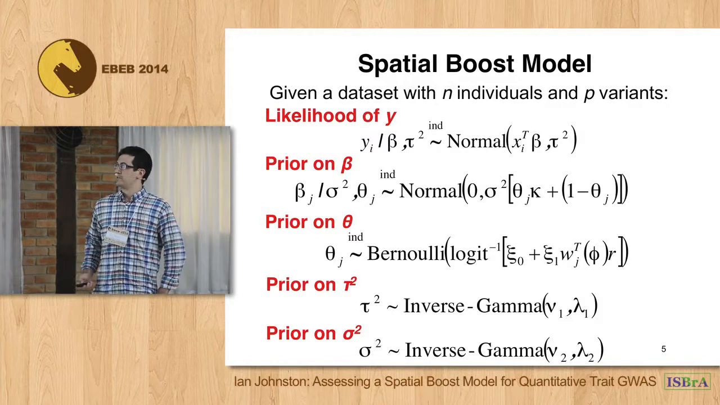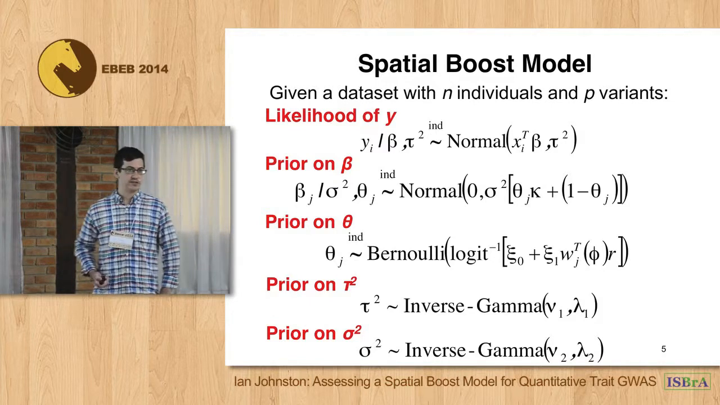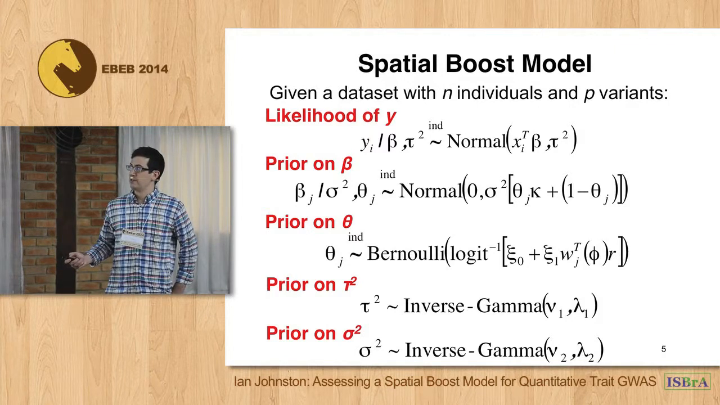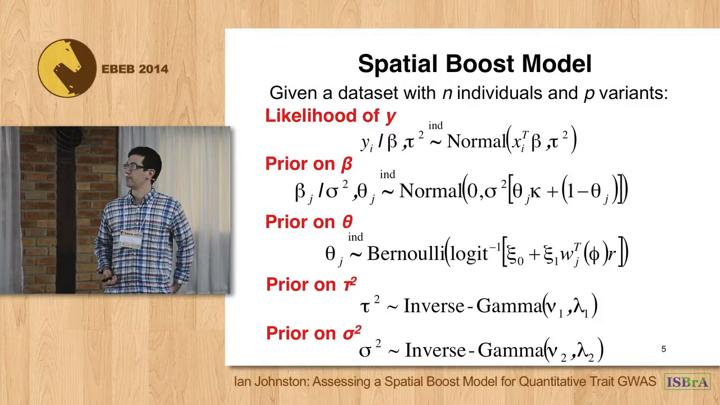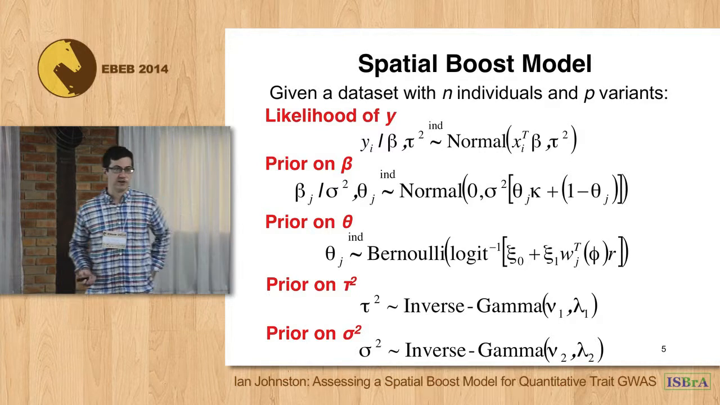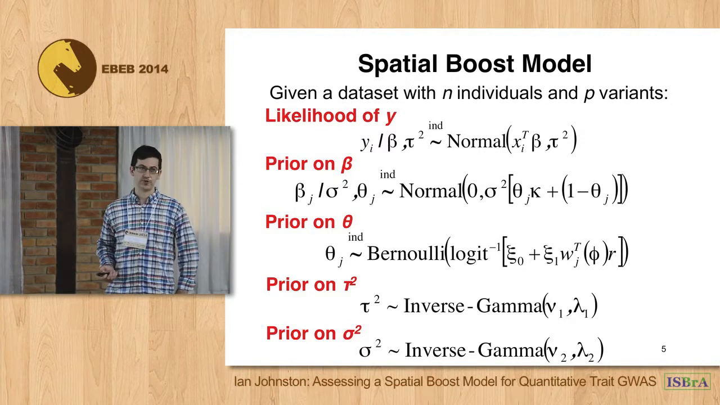A lot of it is very standard for GWAS, but we have something new. So first of all, if we have our data set with n individuals and p of these variants, we model the trait, the quantitative trait, conditional on some model parameters beta and a variance tau squared, as being normal, with expected value equal to the linear combination of your variants, with the variance tau squared.